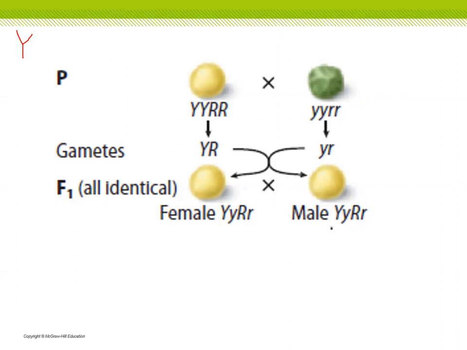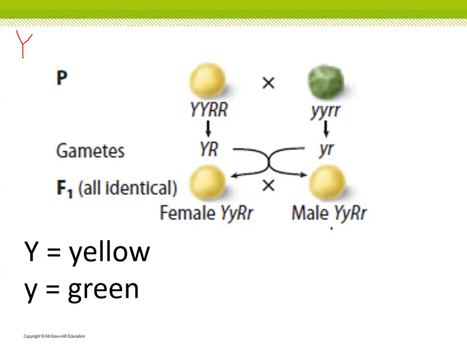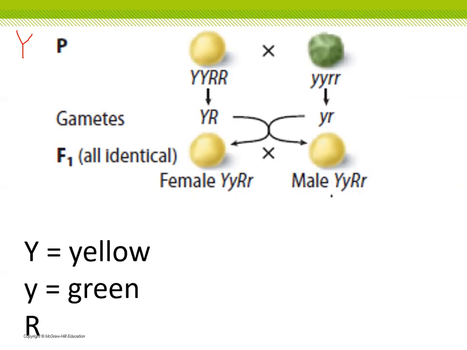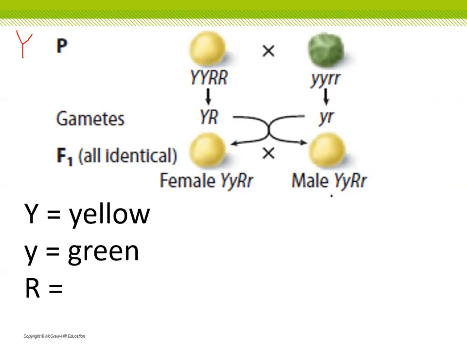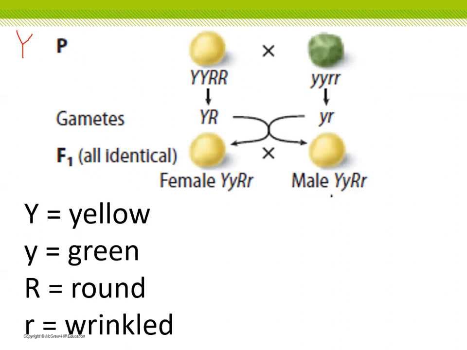So we're going to say that big Y means that it is yellow. Small y is green. We now have R's, which are the roundness of it. I know it's kind of hard to see, but this is wrinkled here. So whether it's smooth or it's wrinkled. And a small r is wrinkled, it's bumpy.